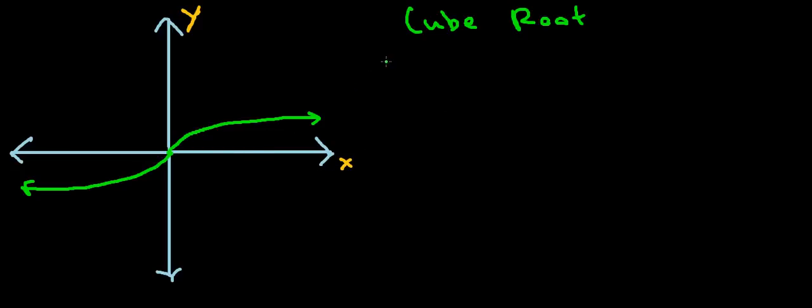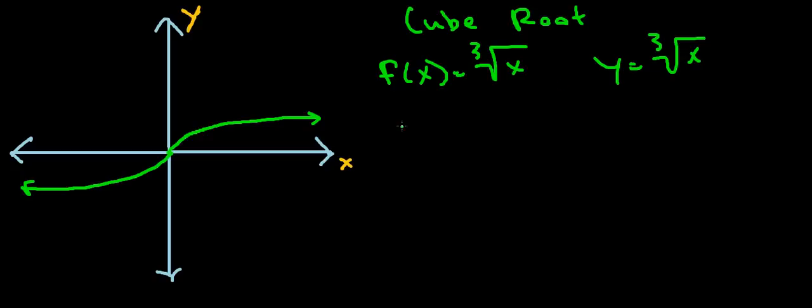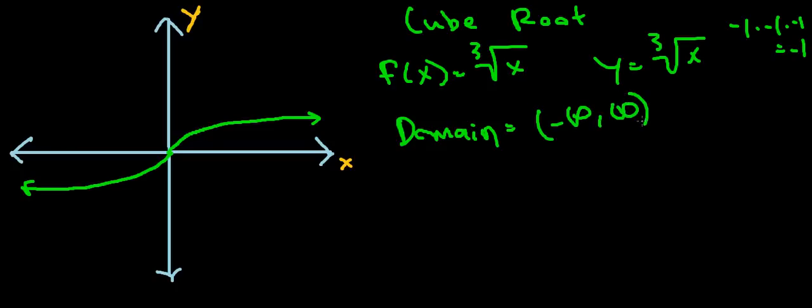So here we've got f of x is equal to the cube root of x, or y is equal to the cube root of x. So let's look at the domain. What x values can we put in here? All of them. Because even though we get a negative under a radical, it's a cube root. Remember, a minus times a minus times a minus can still give us a minus. So it's alright that we have negatives under a cube radical. So the domain is negative infinity to positive infinity.